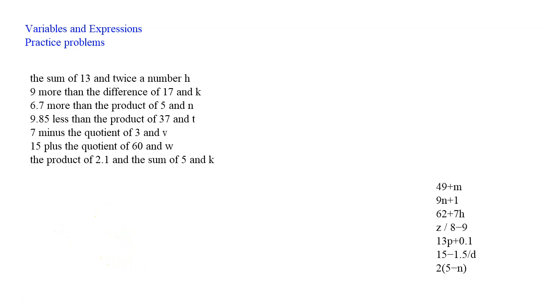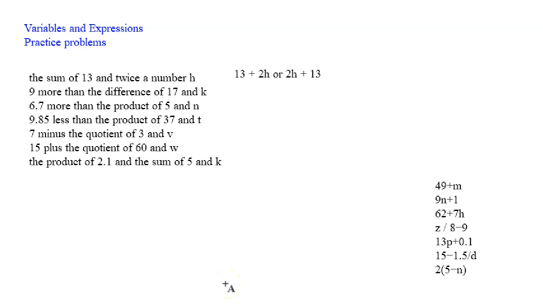All right, so let's start with the first one, the sum of 13 and twice a number h. Because of the unique nature of addition, we can actually rewrite it as 13 plus 2h or 2h plus 13. Twice a number represents multiplication, so that's why I wrote down 2h, or 2 times h.